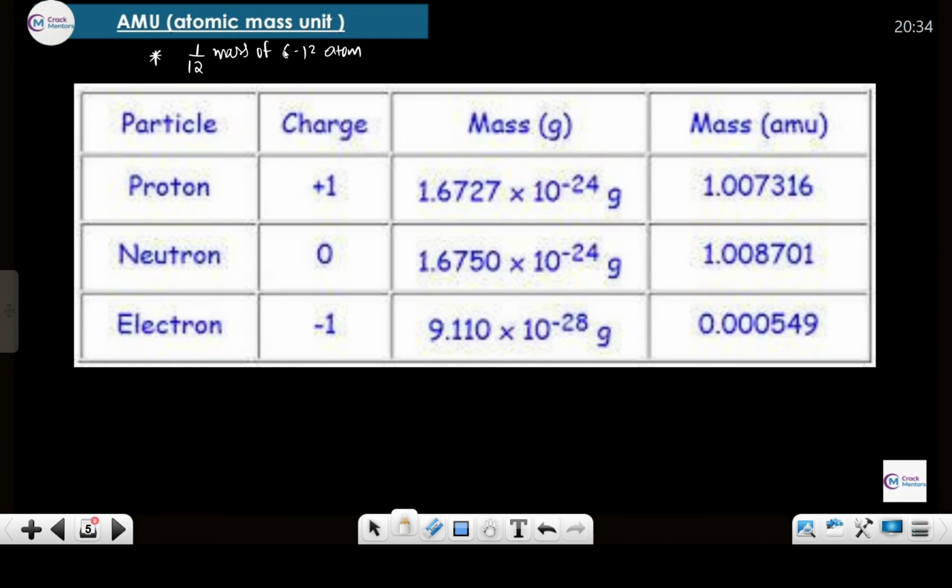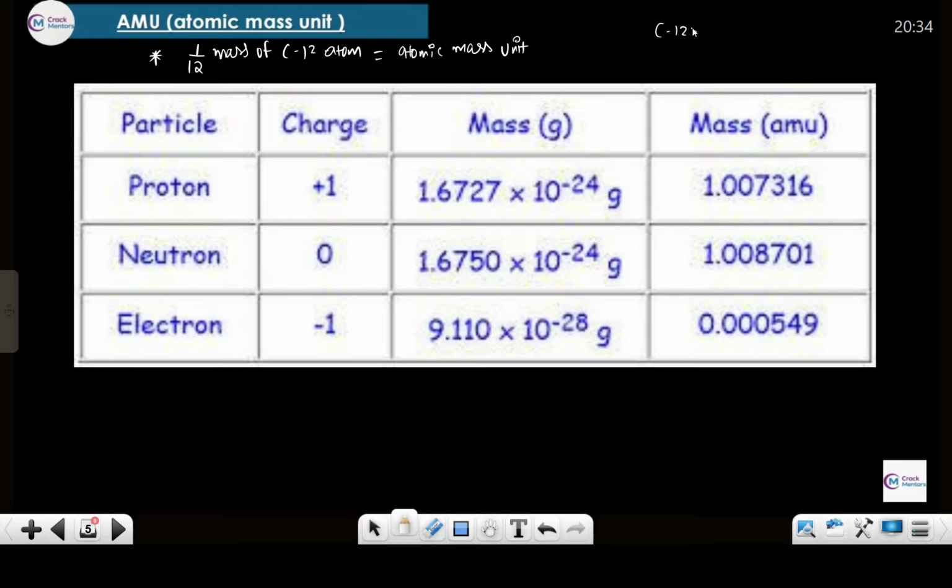Okay, 1/12th of the mass of a carbon-12 atom is taken. That is called the atomic mass unit. Sir, why is the carbon atom, or why is 1/12th of it, taken? There are some logics regarding it.